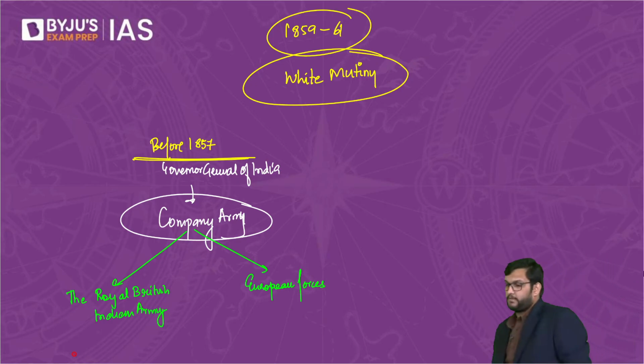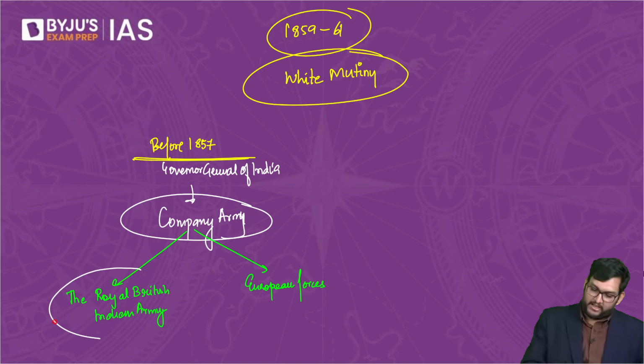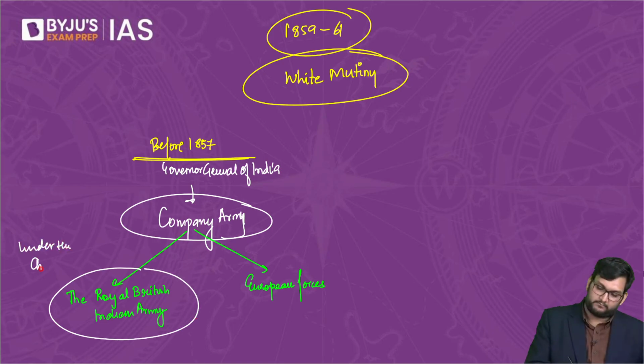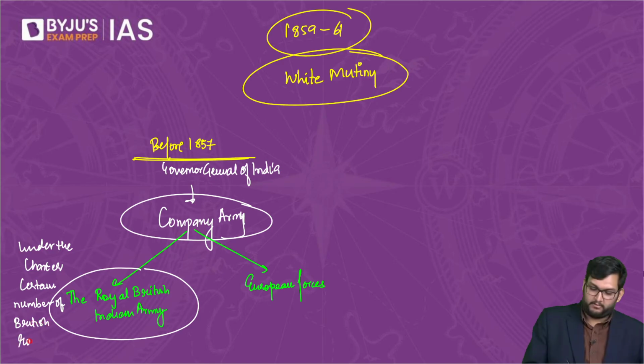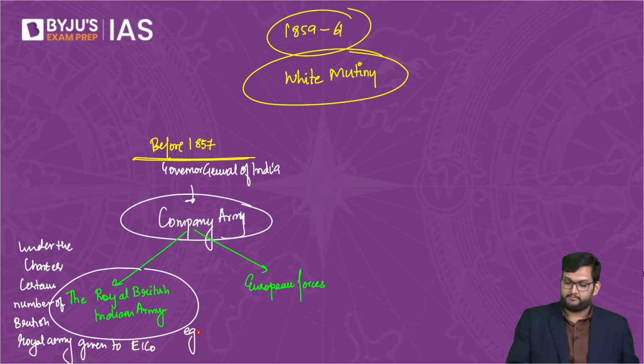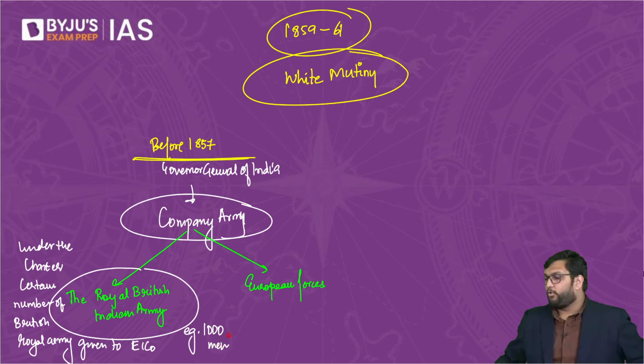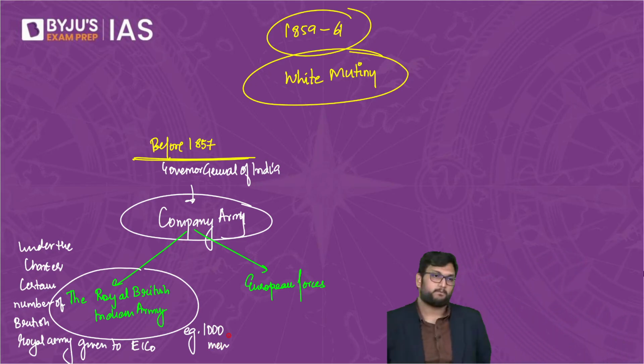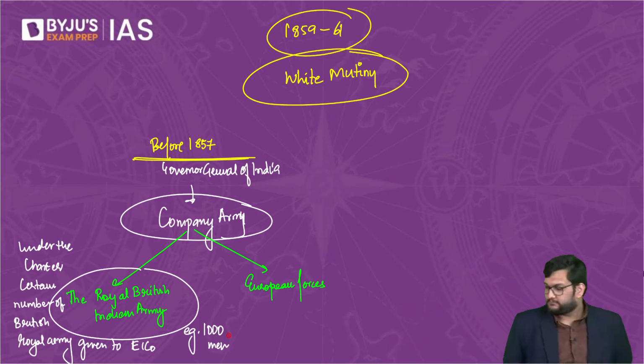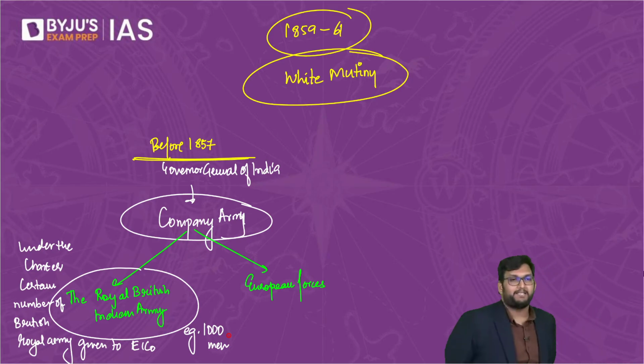What does it mean? Basically, under the charter, a certain number of British Royal Army was given to the East India Company. For example, 1,000 men. Who will pay the salary of the Royal British Indian Army? The Crown. Basically, the Crown pays the salary of the British Indian Army because they were sanctioned under the charter.